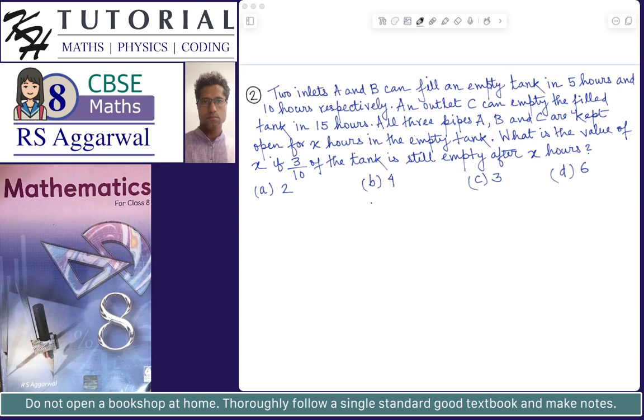So after X hours, some part of the tank will be filled when all the pipes A, B, and C are working, and some part will be left empty. It is given that after X hours, that empty part is 3 by 10, which means that the remaining part, 1 minus 3 by 10, which is 7 by 10th part of the tank, is filled in X hours.